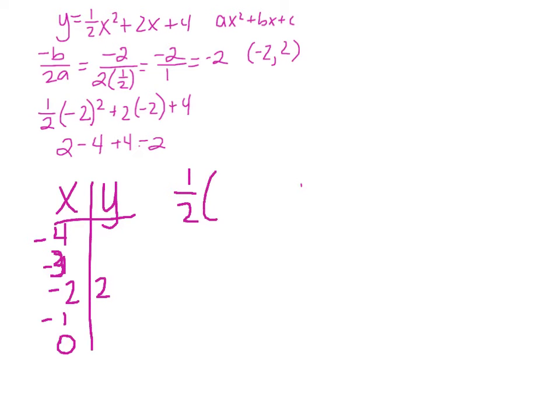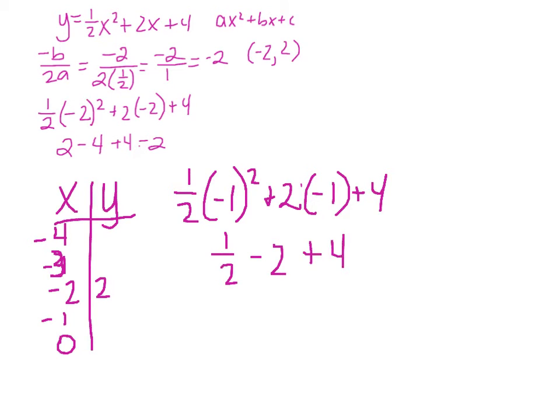So first we have 1/2 times negative 1 squared plus 2 times negative 1 plus 4. Negative 1 squared is 1. Half of 1 is 1/2 minus 2 plus 4. 1/2 minus 2 is going to be negative 3 over 2 plus 4. And if I think about a common denominator, 4 is equal to 8 over 2. So I'm going to get 5 over 2 when I combine the numerators and keep the denominator.